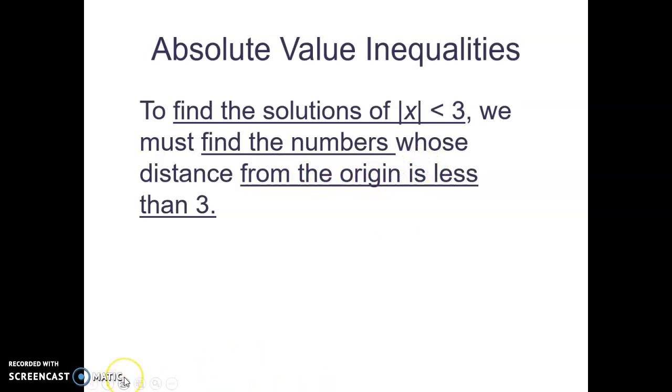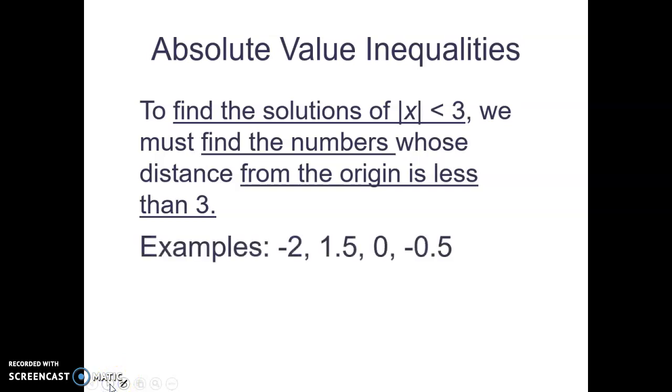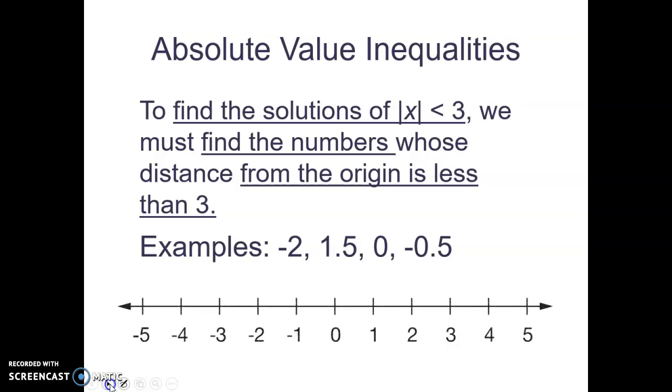Now, logically, let's think through that mentally here. We know that 2 is less than 3 away from the origin, and 1 is less than 3 away from the origin. So it's -1 and -2. So we have lots of different numbers who have an absolute value less than 3: -2, 1.5, 0, -0.5. Those are just some of the numbers in addition to the ones that I said.